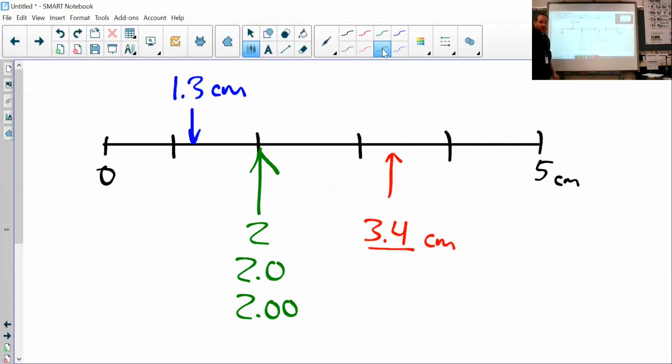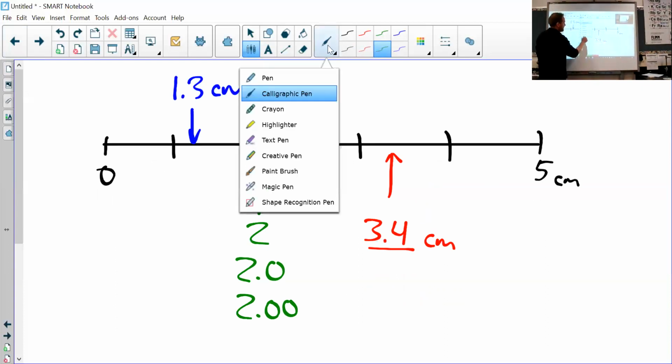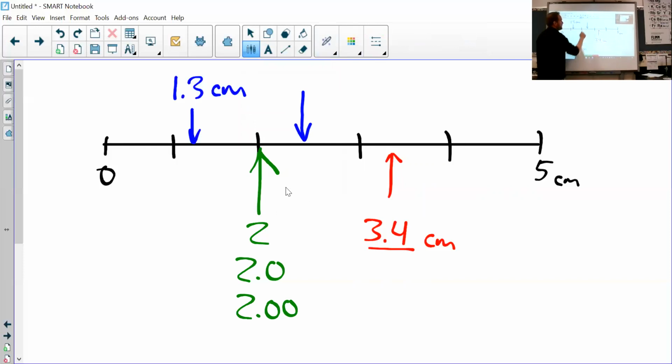The best way to do this is to say to yourself, what if it didn't fall on the line? What would I call it? Let me use my disappearing ink for this one. What if it fell right there? What would you call that? Well, that's 2 and that's 3. That's probably about a 2.5, maybe a 2.4.